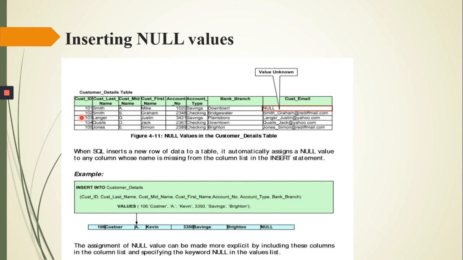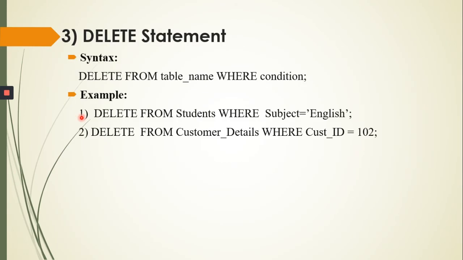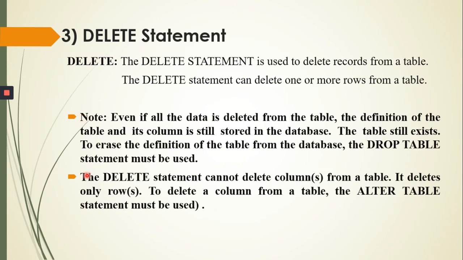This is the concept of delete statement. The delete statement cannot delete columns. As I explained here, the delete statement cannot delete columns from the table. It deletes only rows. To delete a column from a table, the alter table statement must be used. So remember this, the delete statement always deletes the row only. It cannot delete the column. The structure must be there and the column is still in the database. So this is the delete statement.